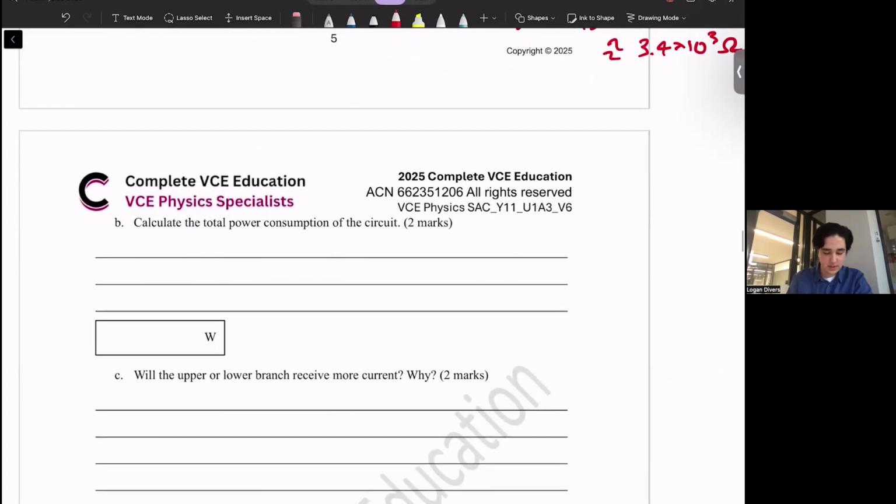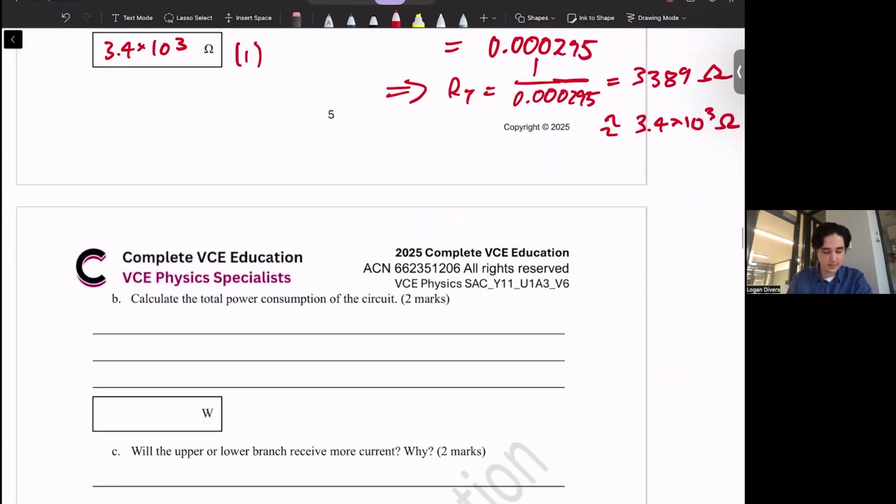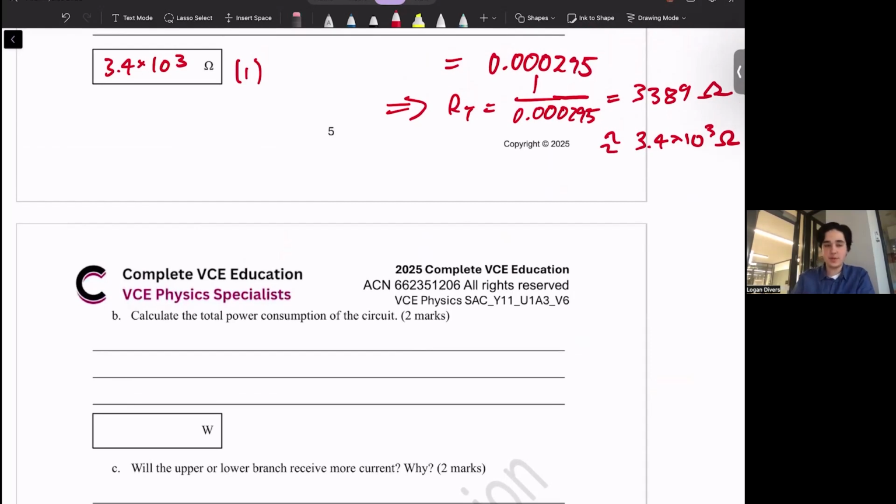What's the next question? Calculate the total power consumption of the circuit. So as we established before, power is simply energy over time.